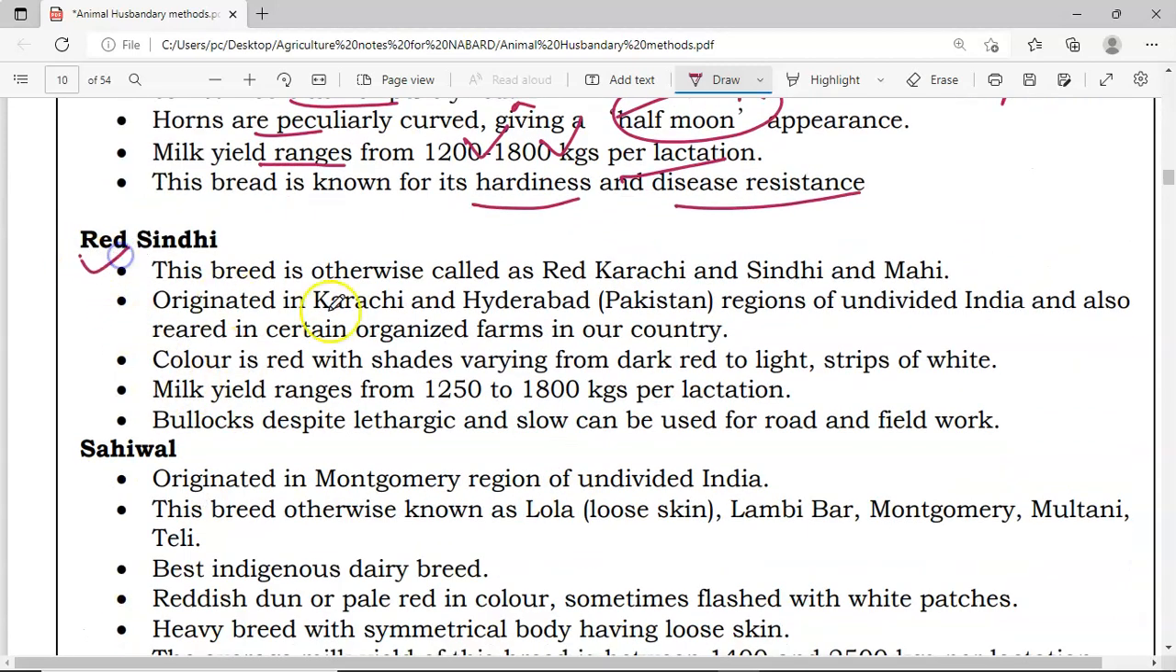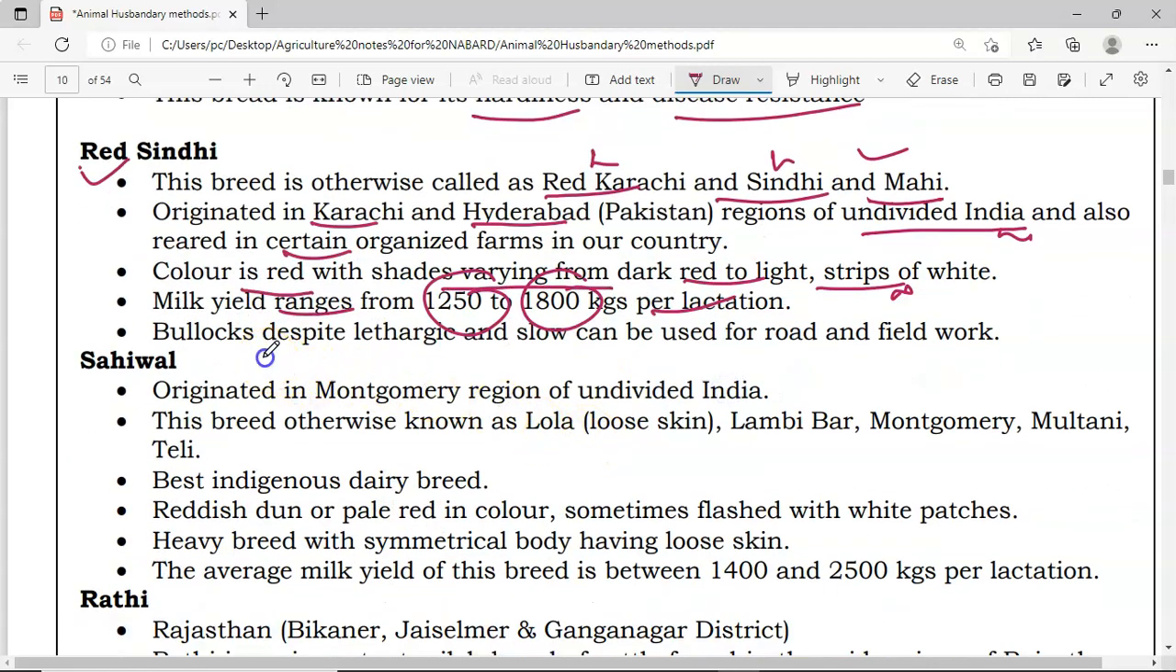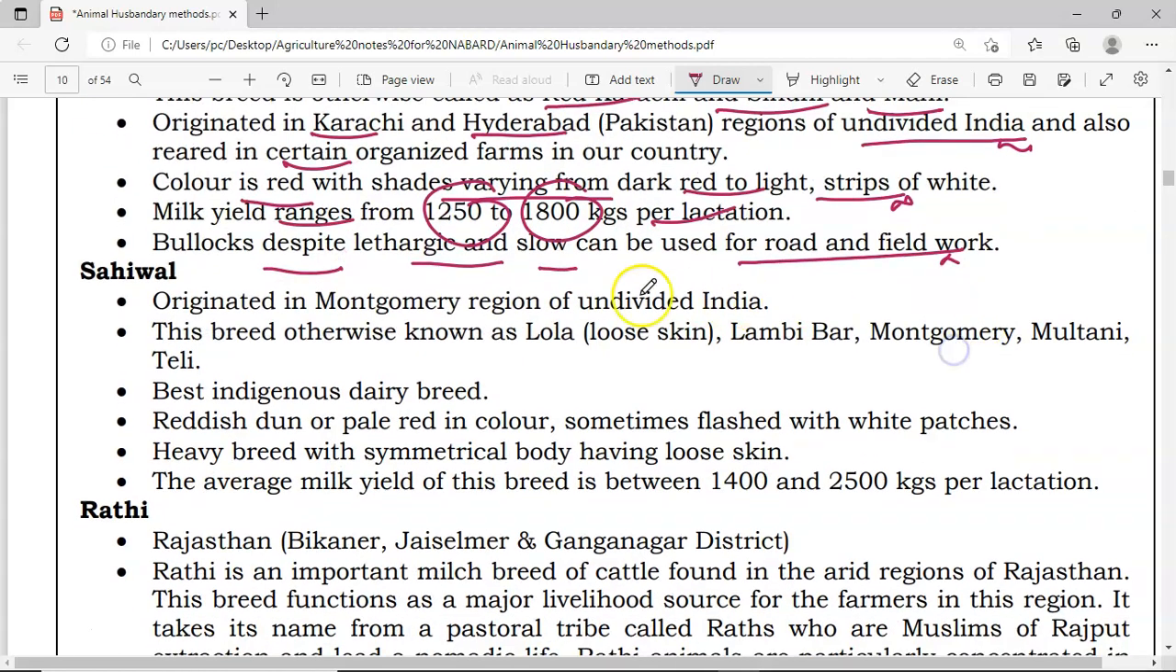Going by the word, Red Sindhi is also known as Red Karachi, Sindhi and Mahi. It originated from the Karachi and Hyderabad region of Pakistan, in undivided India, and is also reared in this region. Its color is red, with shades varying from dark red to light, with strips of white. Milk yield can range from 1250 to 1800 kg per lactation period, but its bullocks, despite being lethargic and slow, can be used for road and field work also.